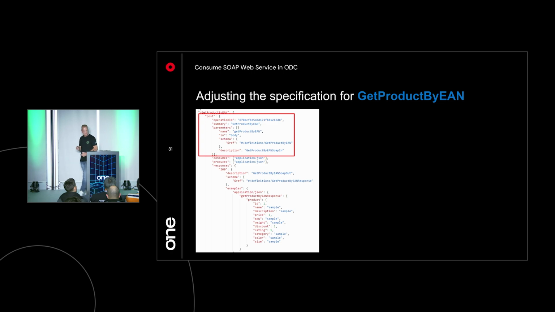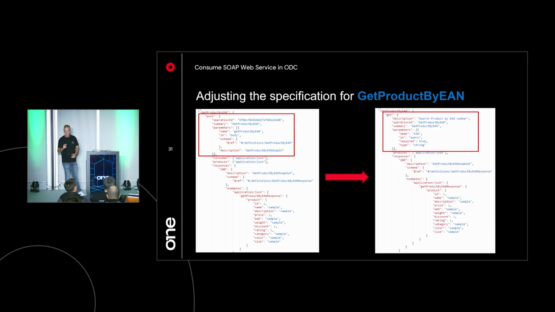Same thing for the other method, similar process. We change post to get, we fix the operation ID. On the parameters, we don't want to remove it, but we want to simplify it. So basically, I define an input parameter EEN. It's in the query, it's required, and it's of type string, which is way easier than the structure that was there initially.